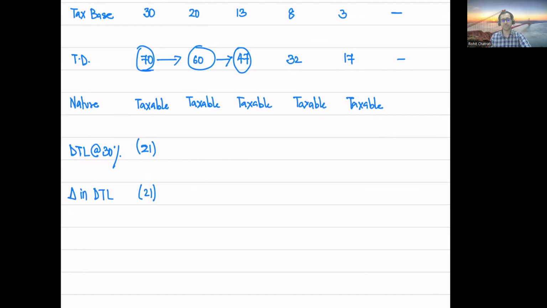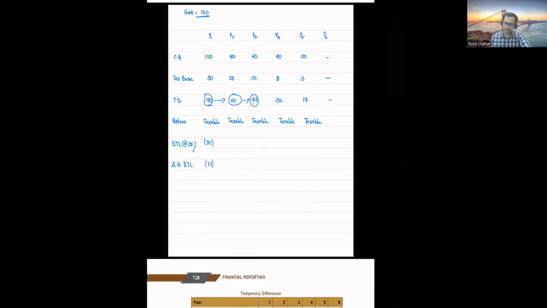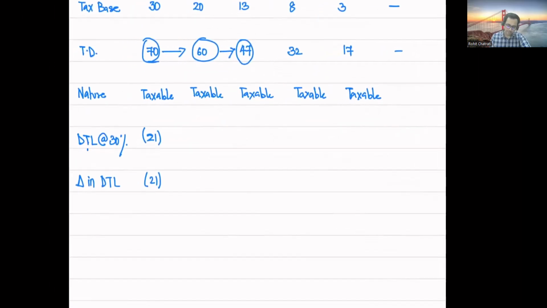So I have a deferred tax liability of 21. The change in deferred tax liability for year one is going to be the same, which is negative 21, and this represents the expense for the year. Negative over here represents expense. Remember, what I mentioned is this row represents the balance sheet row, which means at the end of each year in the balance sheet, I will be disclosing this value, and this amount represents the amount that I'm going to disclose in P&L.